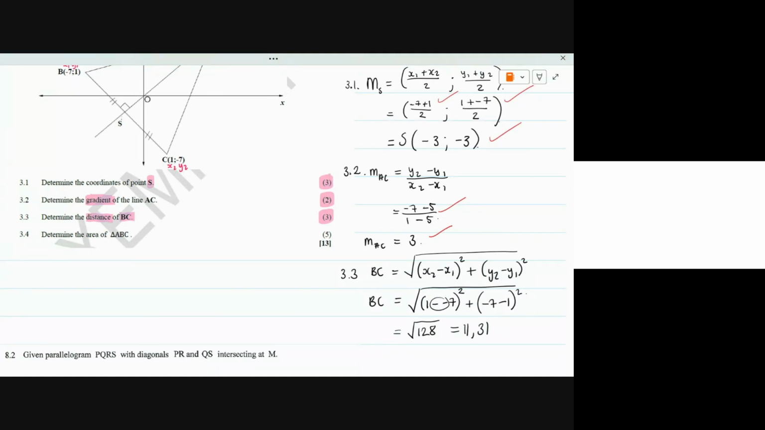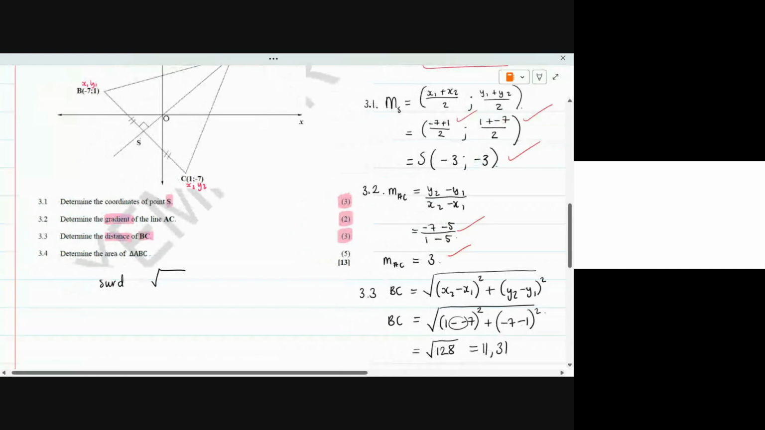Ma'am, will they ever ask you must leave the answer in surd form? Yes, they will, Trulani. And when they do, you leave it in surd form. The word surd means leave your answer underneath the square root. So don't use the calculator. You just leave the answer under the square root. So make sure you're following instructions exactly.